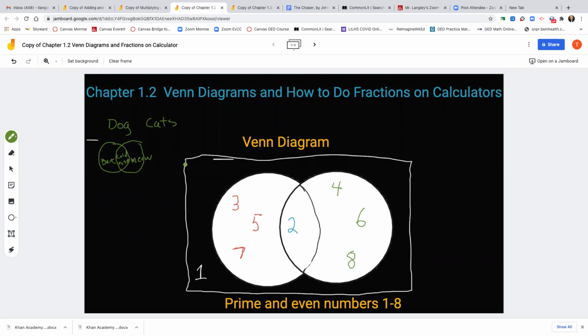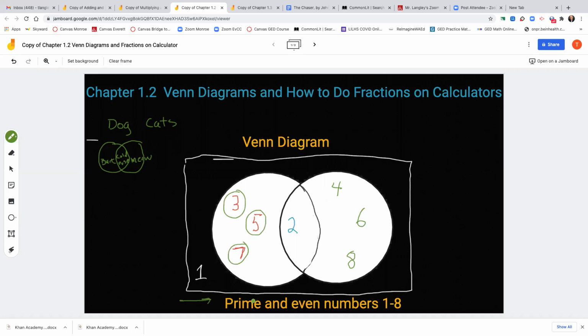That's why a Venn diagram is helpful in science and in mathematics, because it allows you to see the differences and the similarities very clearly in one visual aid. In this particular example, they ask you to list all of the prime and even numbers. A prime number is a number like 3, 5, and 7 here. These are prime numbers because nothing divides into them except for themselves.